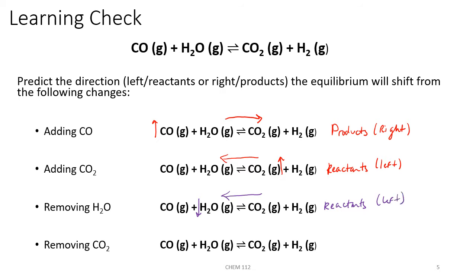Or if we remove CO2, if we remove some carbon dioxide, the system will overcome that stress by creating more of it, and so it'll establish equilibrium again by reshifting to the right and generating more carbon dioxide and hydrogen. So in this case, it will shift to the products, or in other words, to the right-hand side.